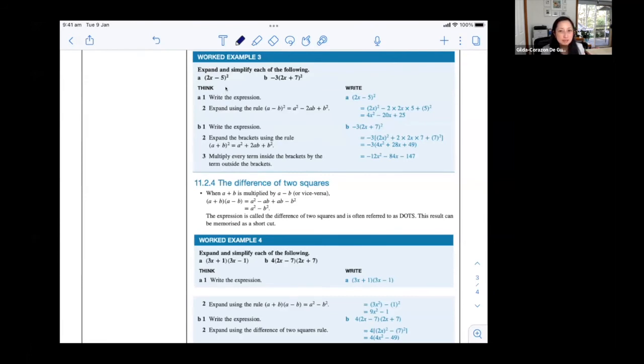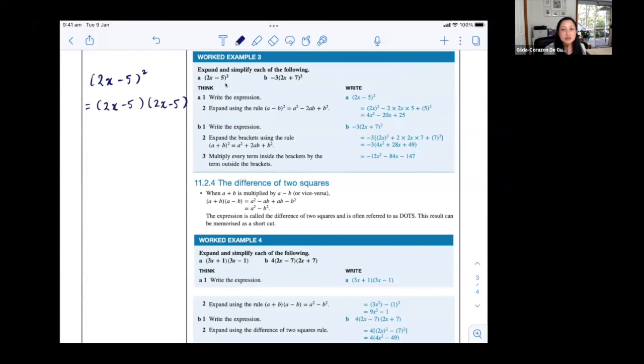Then it's simply using this binomial as a factor. How many times? 2 times, right? What do I mean? It means that if we have 2x minus 5, and when we square that, that simply means it's 2x minus 5 multiplied by itself, right?